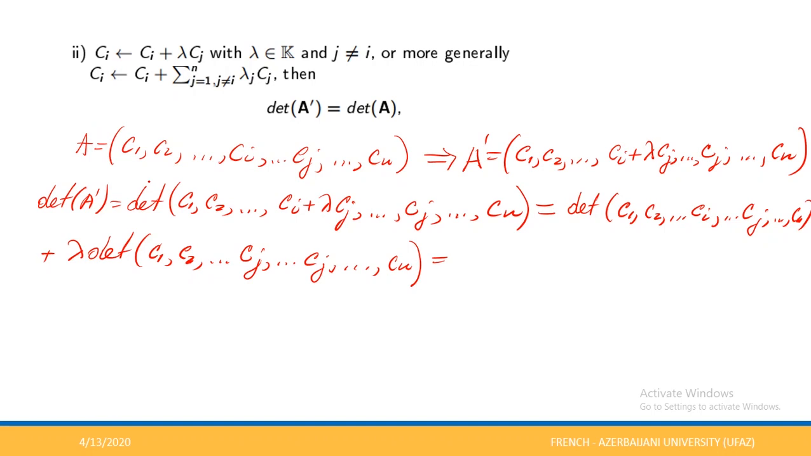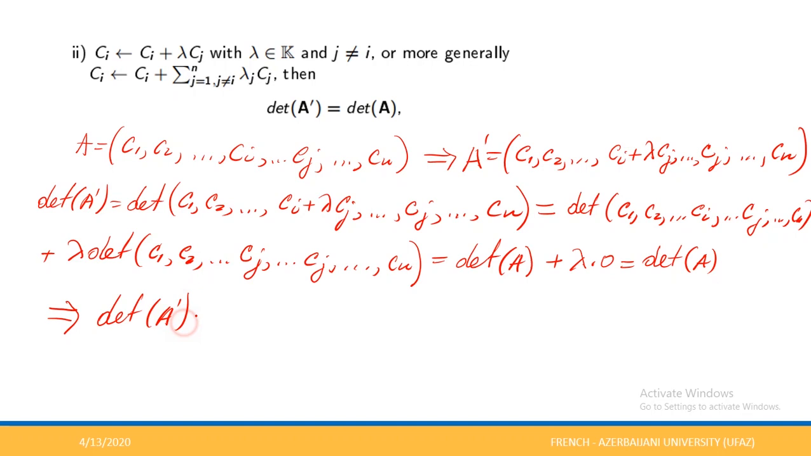determinant of A plus lambda times, you know, here we have similar columns in this matrix, this one and this one. Because of this, the determinant of this matrix will be 0. Lambda times 0 is 0, so we get the determinant of A. Then this shows that the determinant of A prime will be the determinant of A. That's it.